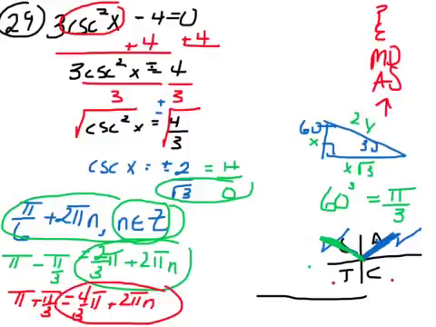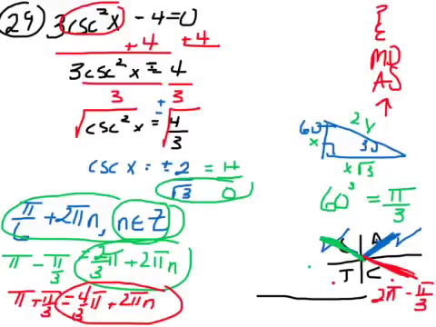Not all of them are going to need this many. A lot of times, for some of them, there's an easier way to describe them, and we'll get to some of those in a minute. And then there's one more over here. This was 2 pi minus pi over 3.